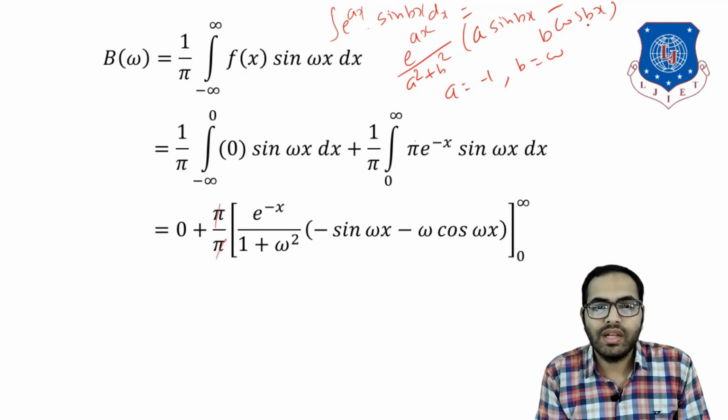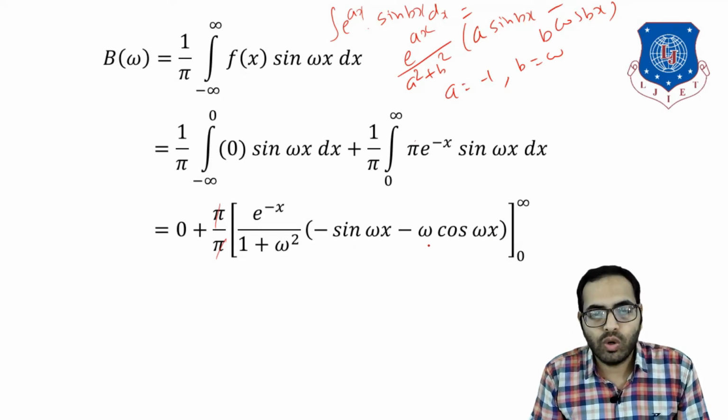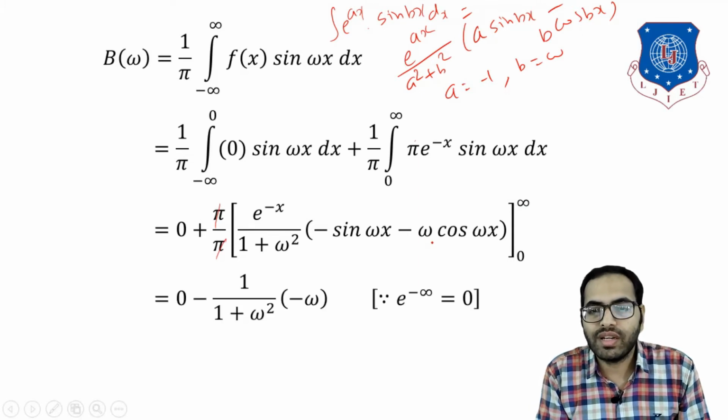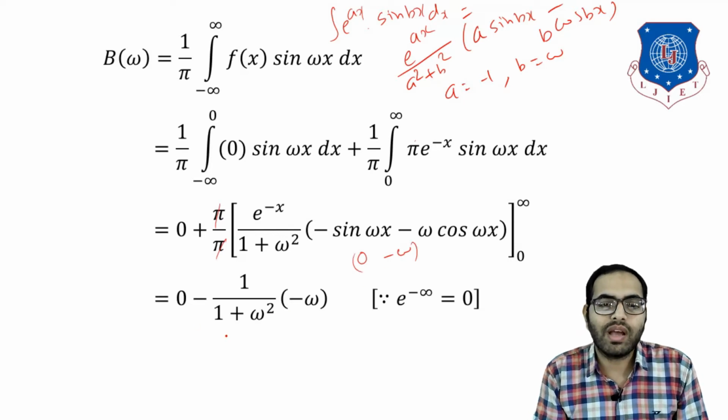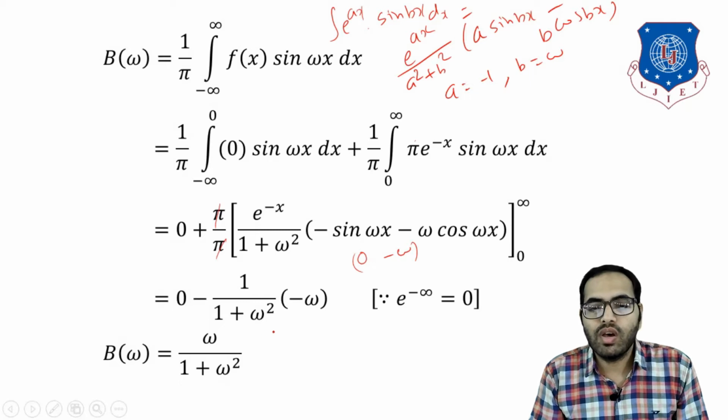cos omega x. Then applying the upper limit minus lower limit: e raised to minus infinity is 0, 0 into anything is 0. For the lower limit, e raised to 0 is 1, then 1 upon 1 plus omega square, sin 0 is 0 minus cos 0 which is 1, so 0 minus omega, that is minus omega, and minus minus becomes plus. So it becomes omega upon 1 plus omega square.